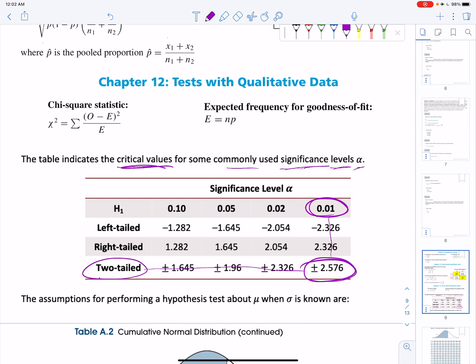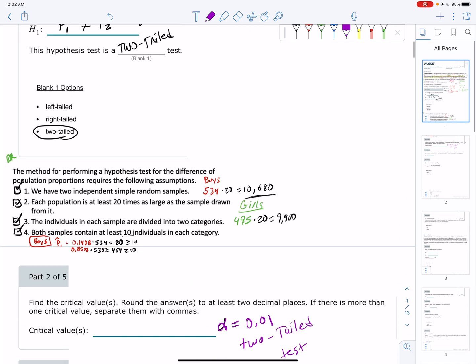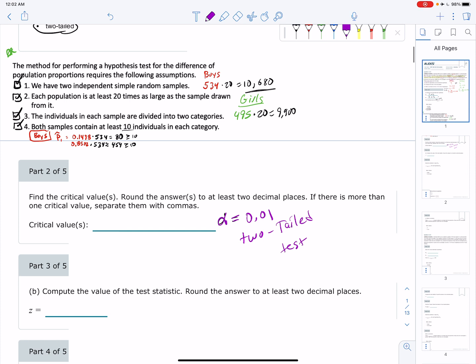Plus or minus 2.576. They want us just to go to 2 decimals, so we'll go ahead and round that. So therefore, this is going to be plus or minus 2.58, since we're rounding to 2, since it says go to 2 decimal places. And the reason why you have 2 is because it's a two-tailed test. Okay? All right, let's take a look at the next piece.